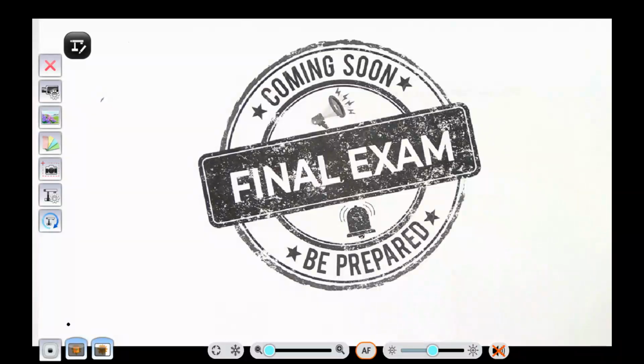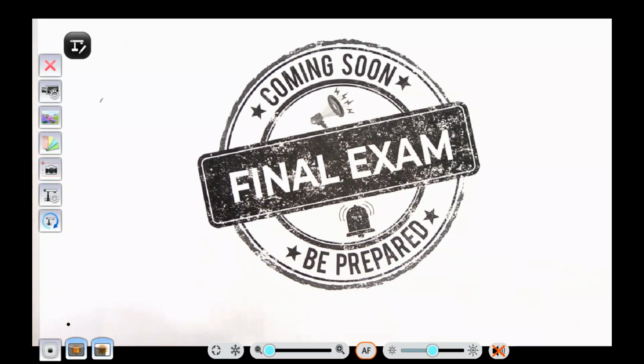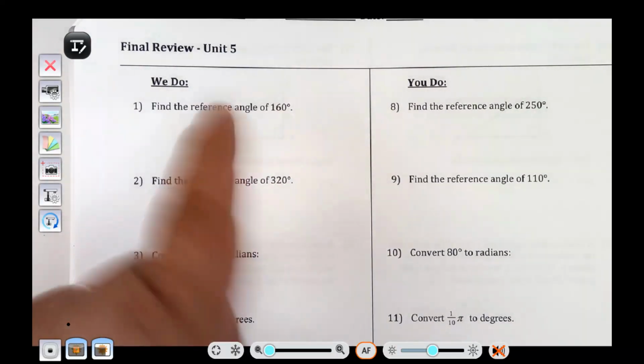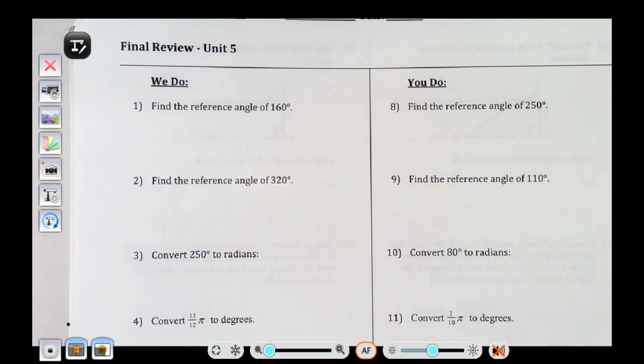Good morning, everybody. Today we continue our review for the final exam. Today's review will deal with Unit 5. So we are going to start off on page 13 where we're going to do our Unit 5 review for the final. Don't forget, Unit 5 is, of course, SOHCAHTOA, right? Basically, we're talking about trigonometry. So let me get my word wall ready as well for Unit number 5.